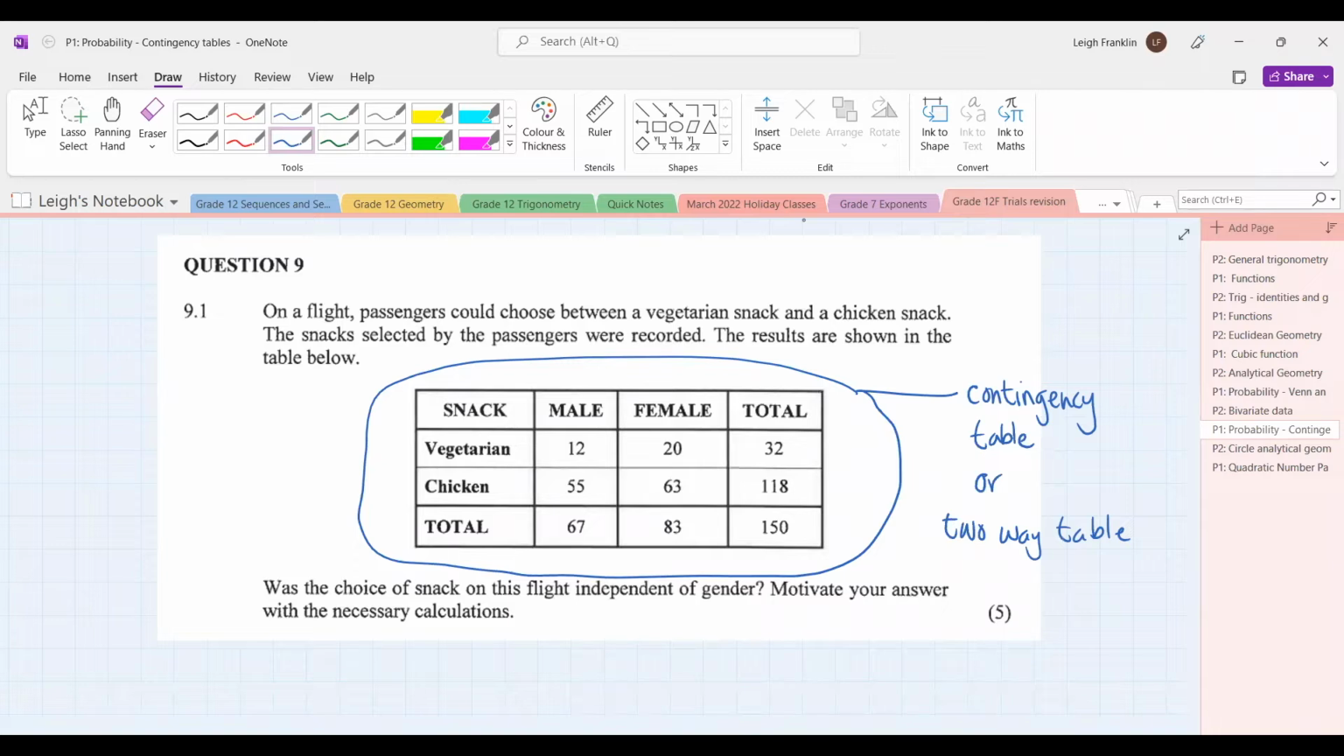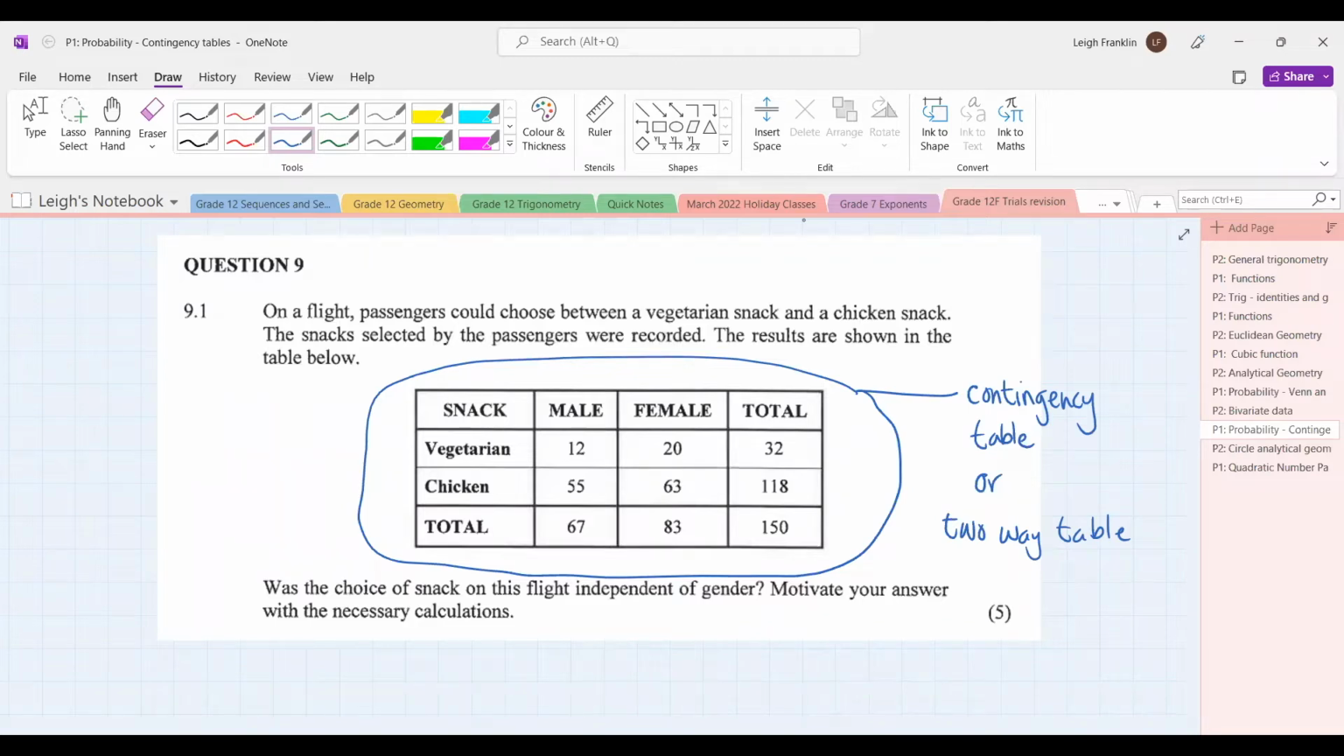can look at. So if we're looking at the columns, we're looking at gender. If we're looking at the rows, then we're looking at the type of snack that somebody would have chosen. Does that make sense to you? So we're looking at it from two perspectives. The one is gender, and the other one is the type of snack that the person has chosen.